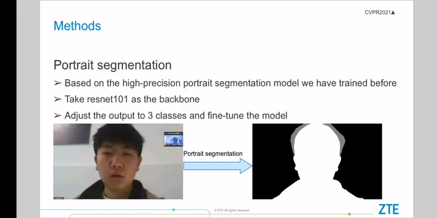The portrait segmentation model is tuned based on an existing higher accuracy model. The backbone uses those nets, but we adjust the output categories to 3 classes: background, foreground, and unknown regions. The results are shown in the figures.